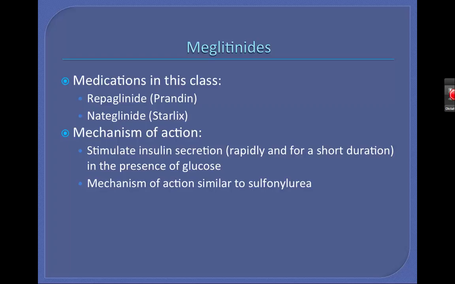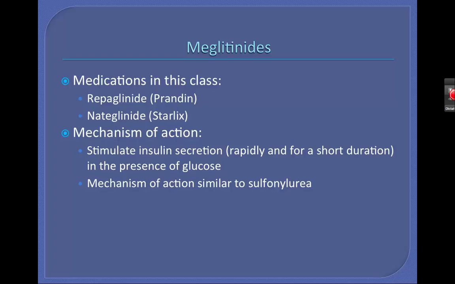Meglitinides. Medications in this class include Prandin and Starlix. The mechanism of action, which you need to know, is they stimulate insulin secretion in the presence of glucose rapidly for a short duration. Stimulate insulin secretion in the presence of glucose. The mechanism of action is similar to sulfonylureas, so you do not want to use meglitinides with sulfonylurea, because there'll be a dramatic dip in blood sugar.